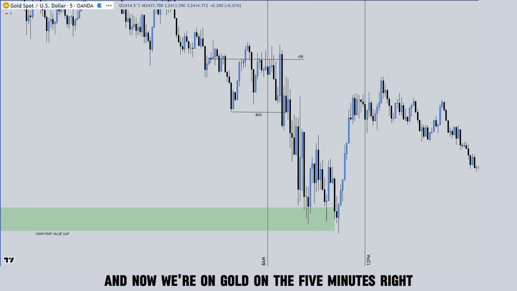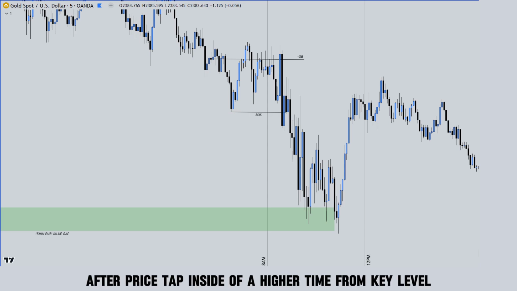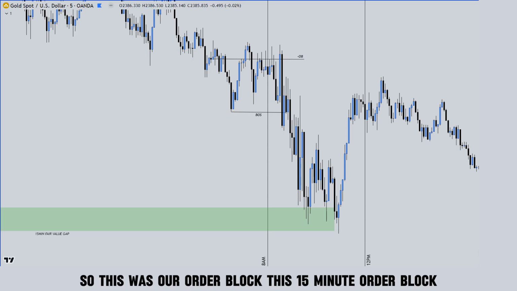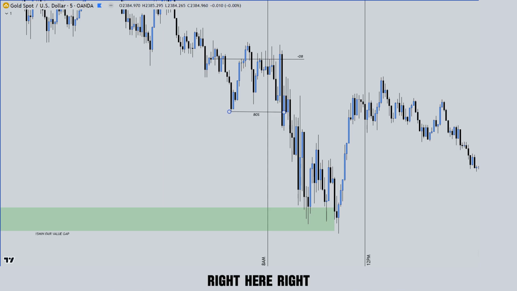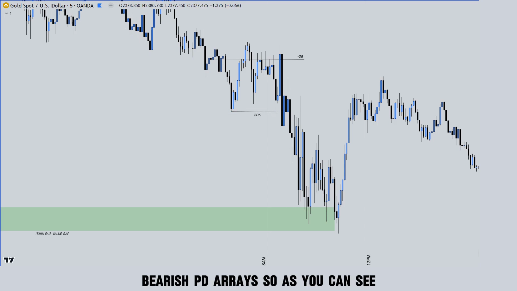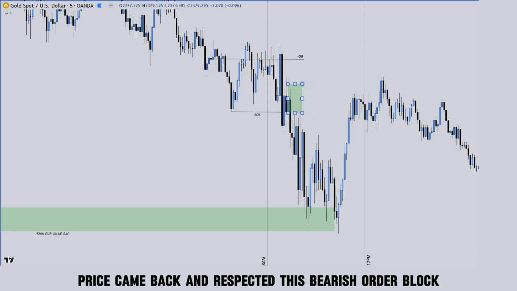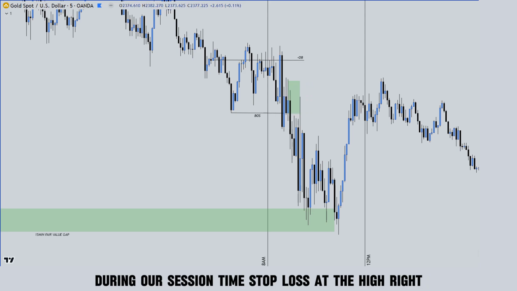And now we're on gold on the 5 minutes, right? We're just observing the same price action. So just like I stated, after price tap inside of a higher time frame key level, so this was our 15 minute order block, and then price gave us a break of structure of this old low right here, right? We're just looking for price now to respect all the bearish PD arrays. As you guys can see, price came back and respected this bearish order block right here.